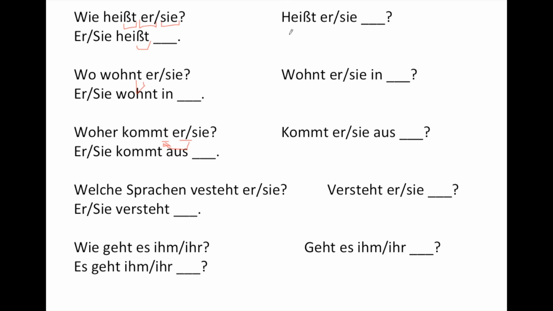Same thing with the yes or no questions. Heißt er? Wohnt er in Amerika? Kommt er aus Amerika? Same thing, same word order, just different pronouns and different verb conjugations.